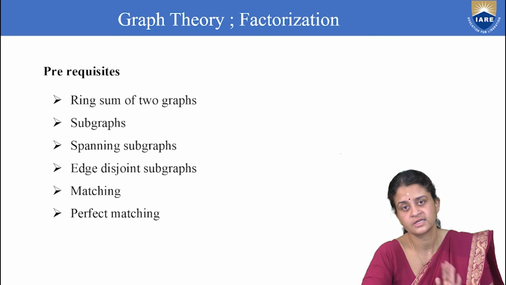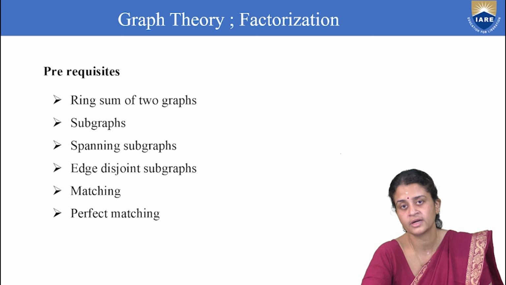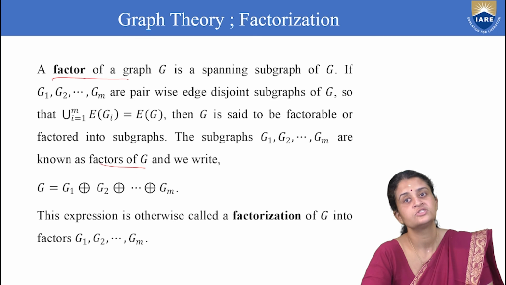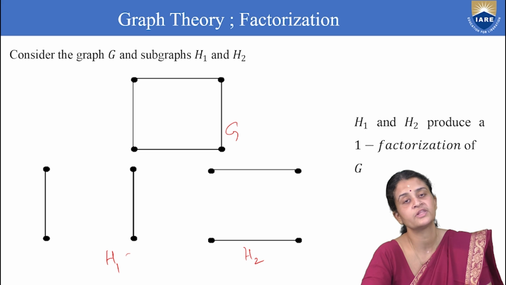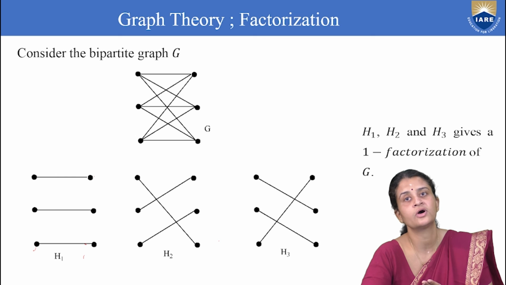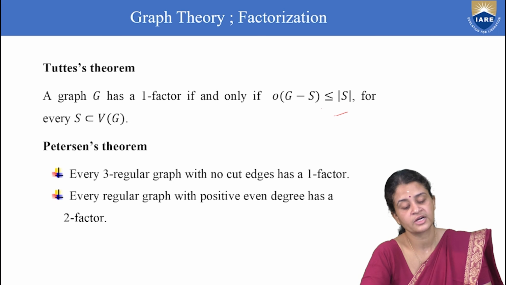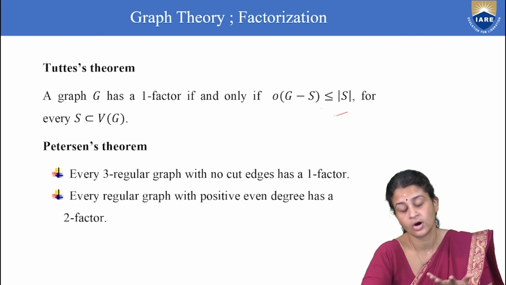Many mathematicians have said that finding spanning factors is not easy. Just by looking at a graph, we are not able to say whether the given graph is factorable or not. So a condition has been given for one-factorization: the number of odd components of G minus S is less than or equal to the cardinality of S, where S is a subset of the vertex set of G.